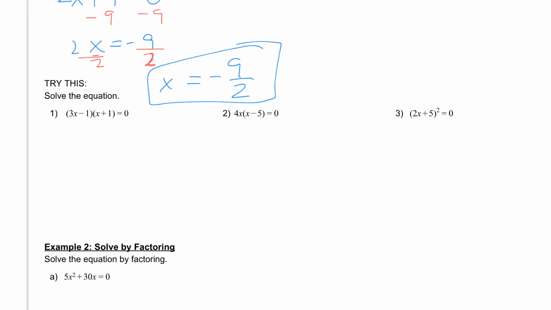If you did number 1 correctly, you should have gotten x to equal 1/3 or x to equal negative 1. For number 2, you should have gotten x to equal 0 or x equals 5. And for number 3, you should have gotten x to equal negative 5 over 2.